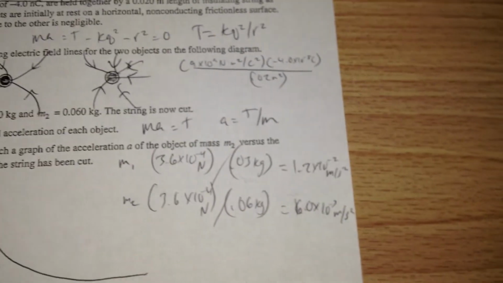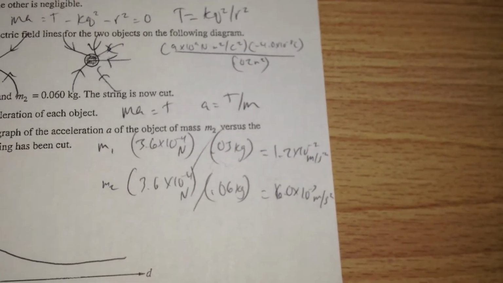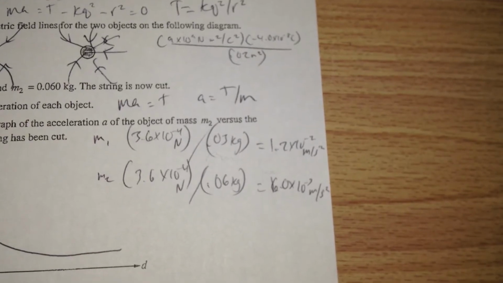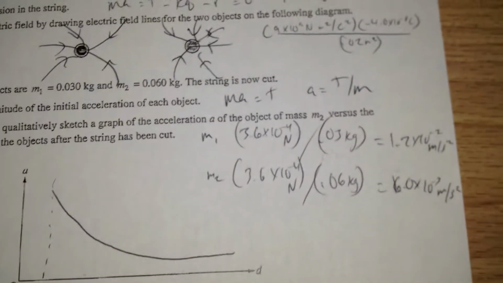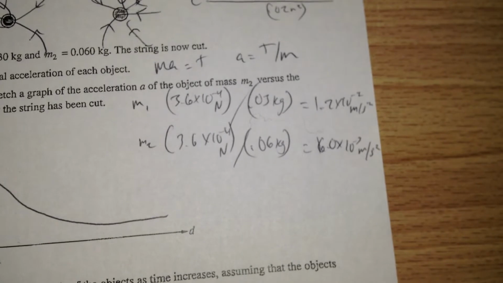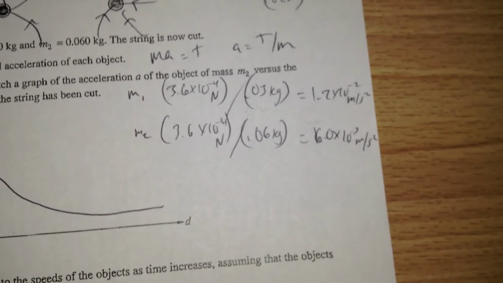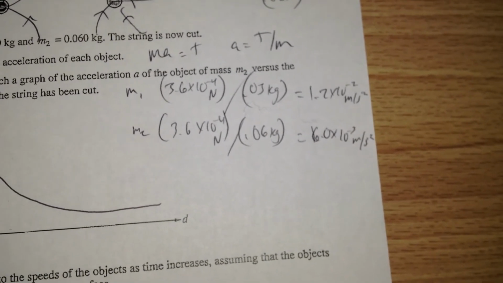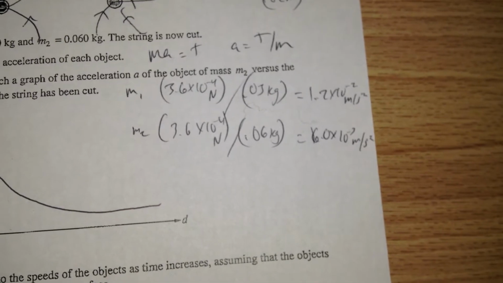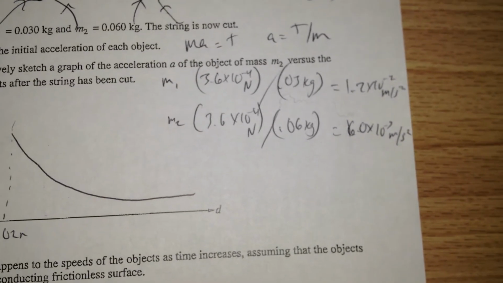Newtons, divided by 0.03 kilograms, which you get equal to 1.2 times 10 to the negative 2 meters per second squared. That's for mass 1. For mass 2, you do the same thing, only instead of 0.03 kilograms, you use 0.06, and you get 6.0 times 10 to the negative 3rd meters per second squared.